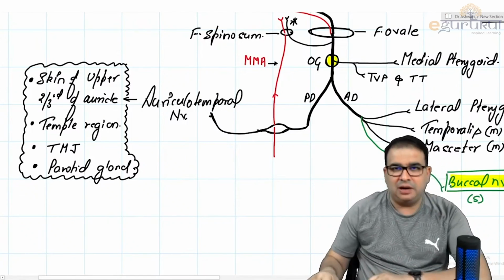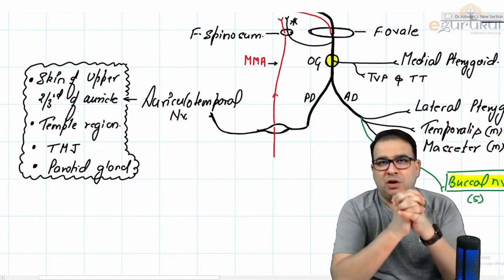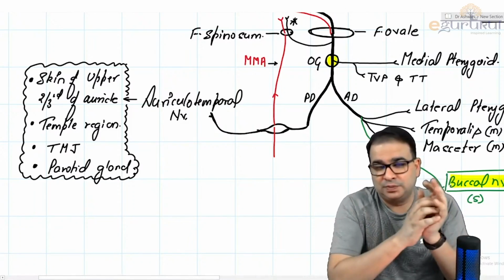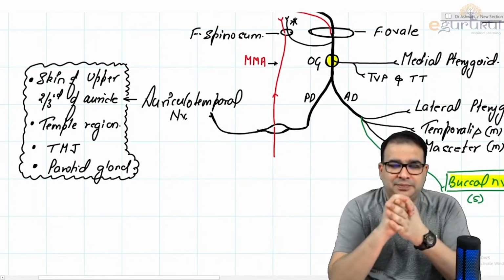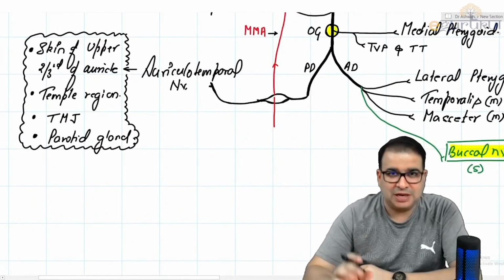So this middle meningeal artery is looped by the auriculotemporal nerve. That is how you identify the nerve also. It is looping around the middle meningeal artery, right? That was one division, guys, auriculotemporal.